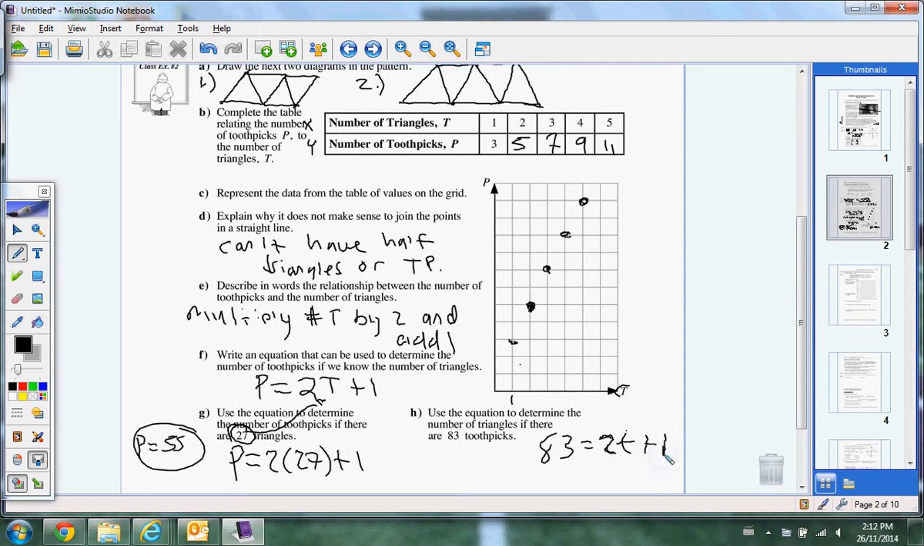Okay, so I'm going to have to minus the 1, divide the 2. Does everybody see that? Minus the 1, divide the 2. So that gives me 82 equals 2T. Divide 2, I get 41 triangles for 83 toothpicks. Okay, awesome. You guys are doing good? All right, on to the next example here.